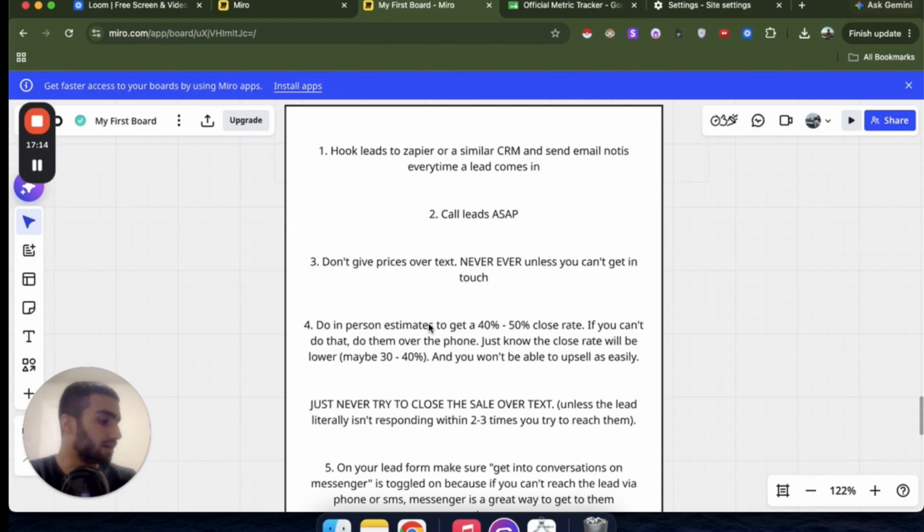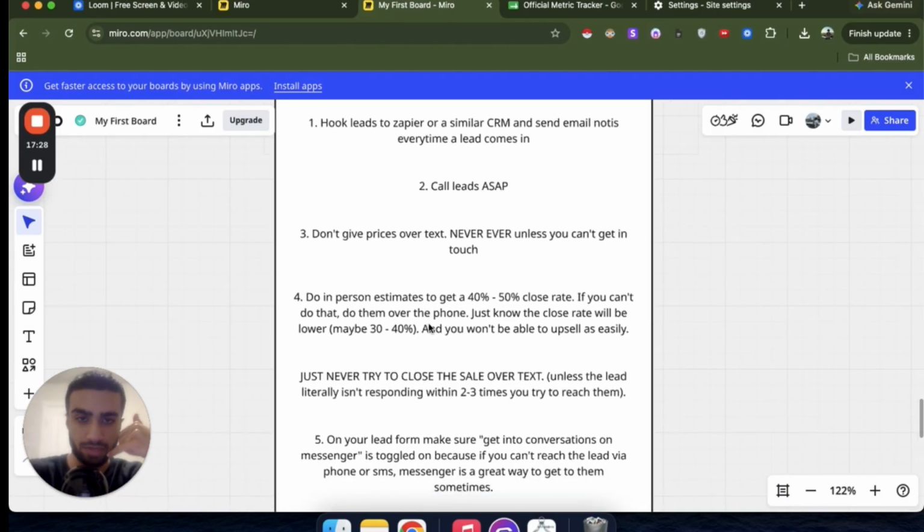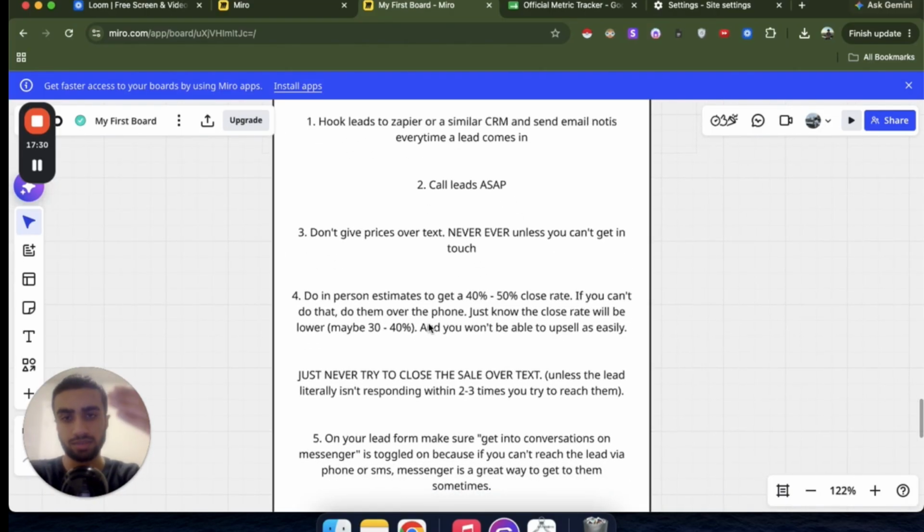And then after that, if they start talking to me on Messenger, if I was you, I would try to book an in-person estimate with them. If you don't do that, I'll be like, okay, when's a good time to talk, and then I'll call them up, and I'll close them over the phone, right? Because if you give them the estimates over text, your close rate's going to be like 5%. I'm not even joking. I've seen it before, bro. Don't think that I'm just exaggerating.